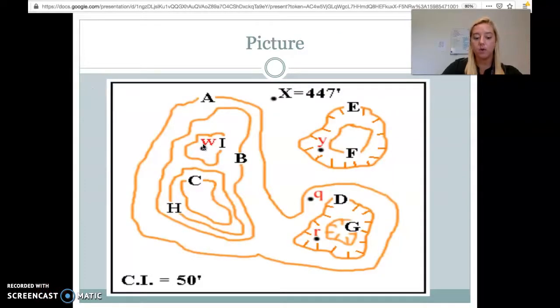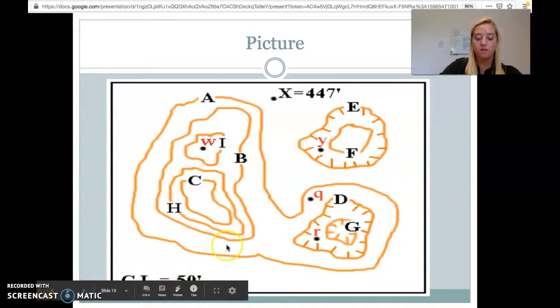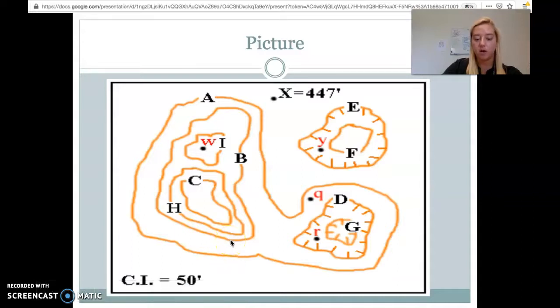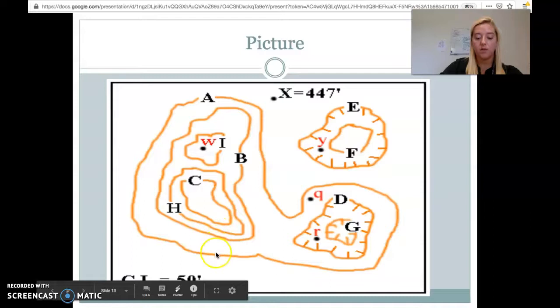For example, our contour interval here is 50 feet. That's what it says, CI, contour interval, 50 foot. So the difference between this elevation and this elevation is 50 feet. Now this map doesn't tell us where we start at, but normally some of these lines will be labeled with their feet of what they represent.